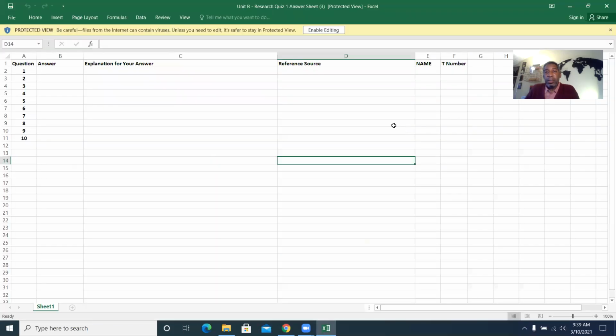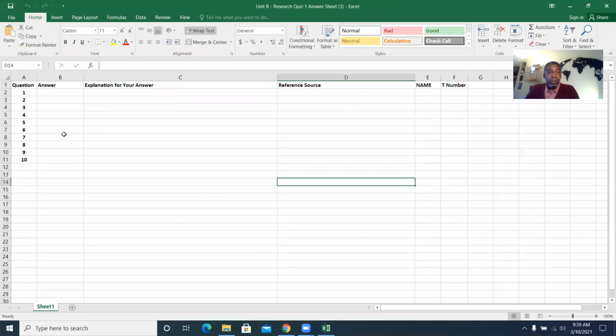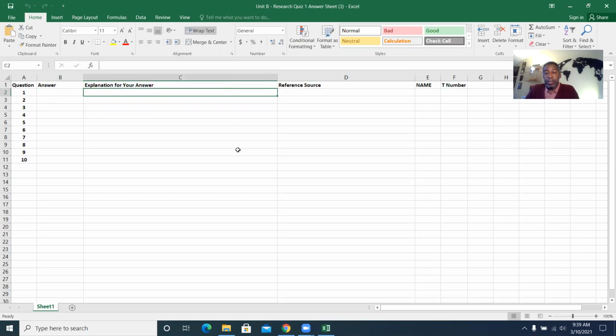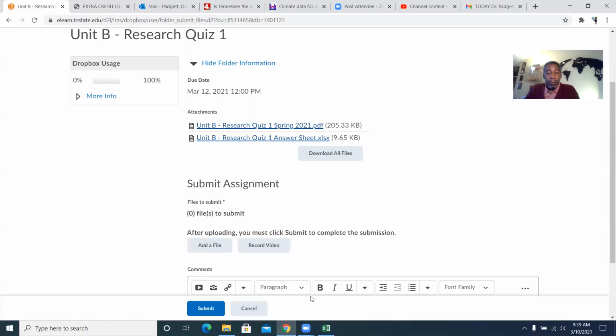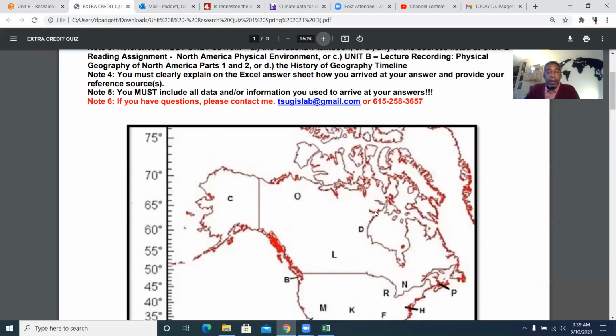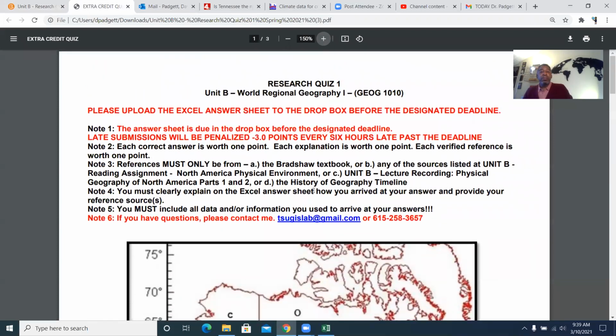Now with this answer sheet, it's a little bit different. You will answer the question. You will provide an explanation for your answer, or it's more of a justification. Let me be very clear about that. Your justification should be based upon information you find from the reference sources in the course only.